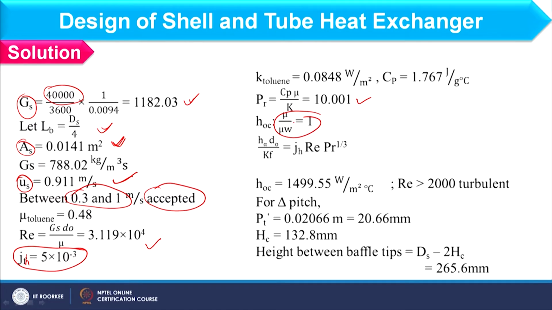So, that I have equated to 1, and further you can find out the HOC value using this expression, and you can obtain the value as 1499.55 watt per meter square degree Celsius, because I am having Reynolds number more than 2000. Okay. And once I have the HOC value, after that we have to find out different correction factors like FN, FW, FB and FL.